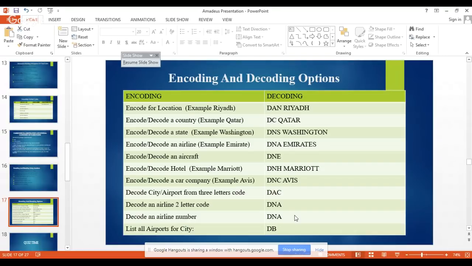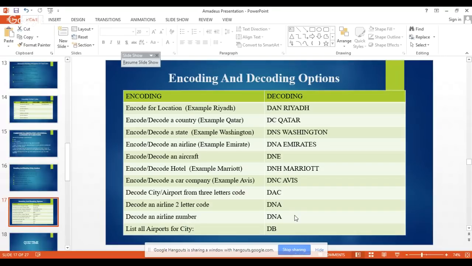Which is QA. It will tell you about the currency spent in Qatar, which is Riyadh. It will give you QAR, Kilo Alpha Romeo, QAR, that is Qatar Riyadh, and tell you every other thing about Qatar.